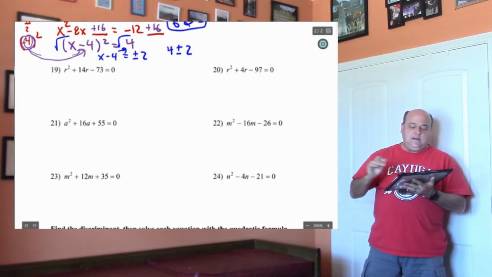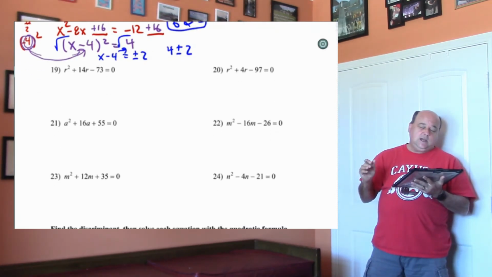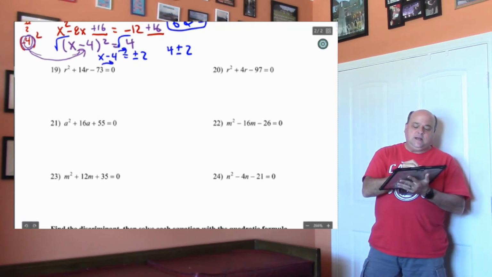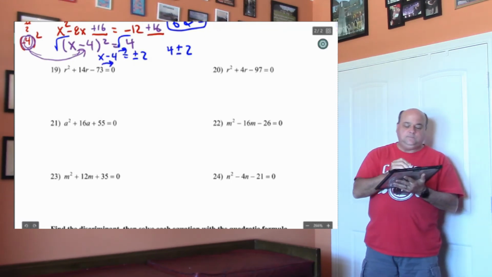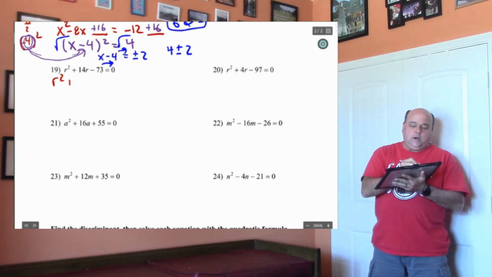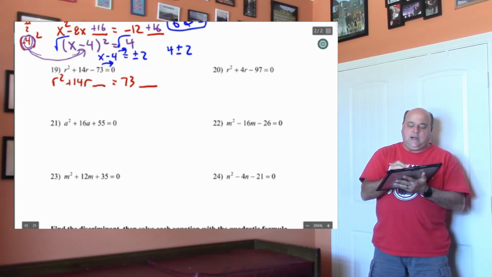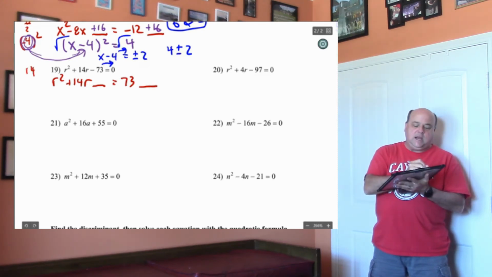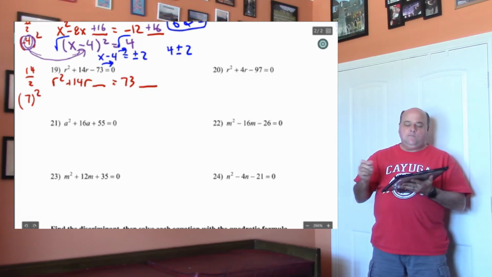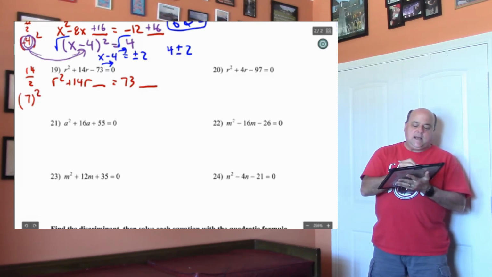Let's do number 19. Let's see on 19. I don't think it will be a perfect square. So we're going to take the 73, move it across. I'm going to write down r squared plus 14r blank equals 73 blank. I'm going to take the 14, divide it by 2 and get 7, and I'm going to square, right? 7 times 7 is 49. So I'm going to add 49 to both sides.